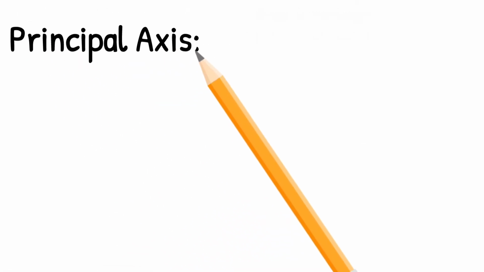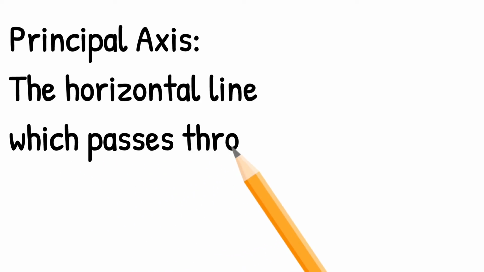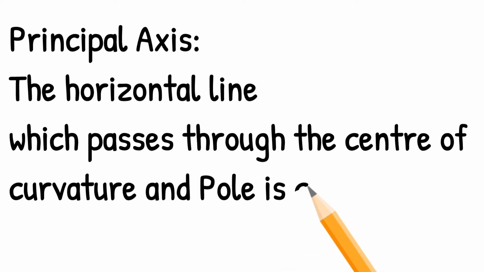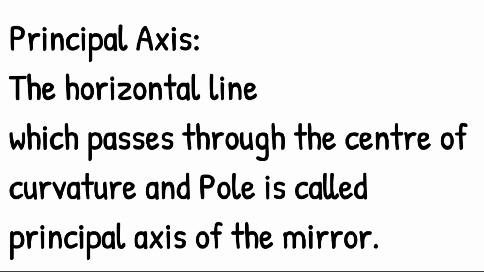So now we are going to learn principal axis. So what is a principal axis? So the horizontal line which passes through the center of curvature and pole is called principal axis of the mirror.